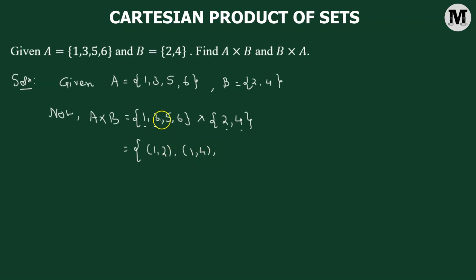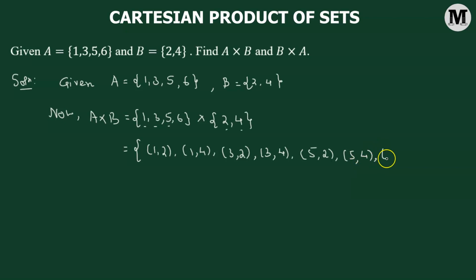Next, we'll consider the second element of set A and form an ordered pair with each of the 2 elements of set B. We have (3, 2), that will be one ordered pair, and the other is going to be (3, 4). Next, we will consider the third element of the set A and form an ordered pair with each of the 2 elements of set B. That's going to give us (5, 2), (5, 4).